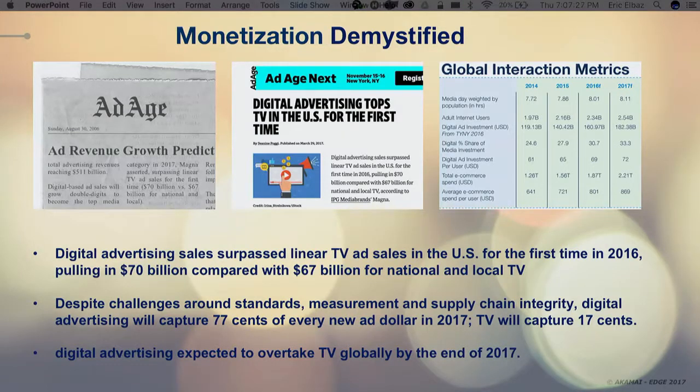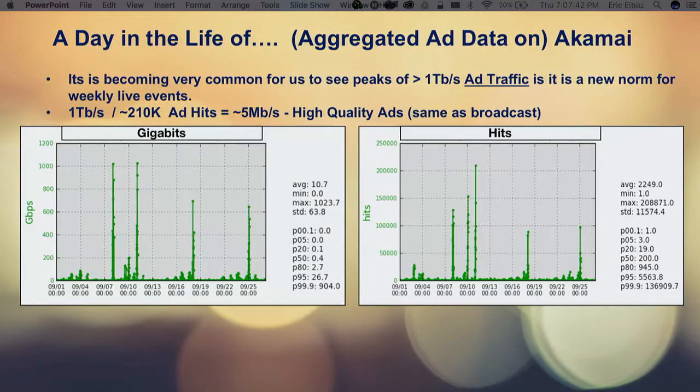All right, so I'm going to go into the next slide and actually show you a day in the life of what is ad traffic at Akamai, just to show you the volumes we're actually dealing with to help support this. That advertising is here, and if you don't have your strategy, you should come and talk to us for sure. All right, a day in the life of, and this is essentially aggregated measurements of ad data from a couple of our large broadcasters, and this is sort of like the typical week or day, right? On the left side, what you'll see here is we're seeing peaks of a terabit, and this is every weekend. So think of your sporting events or your weekly sporting events or your other live events. Peaks of 1 terabit per second is the new norm, right? This is something that we don't even lose sleep over.